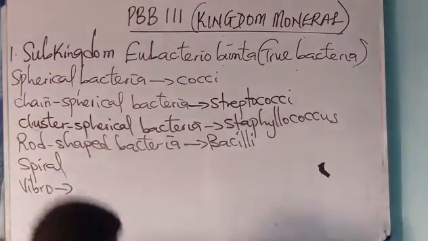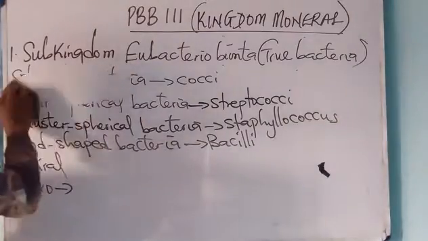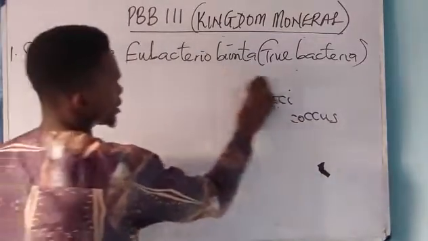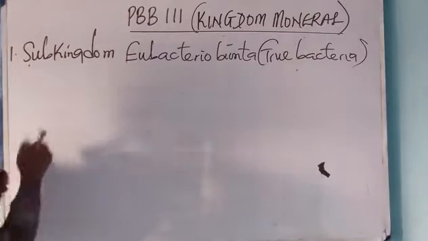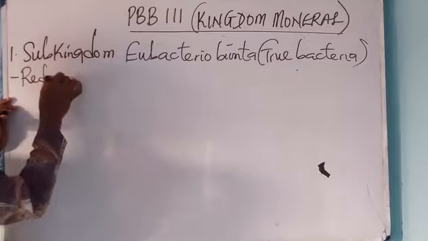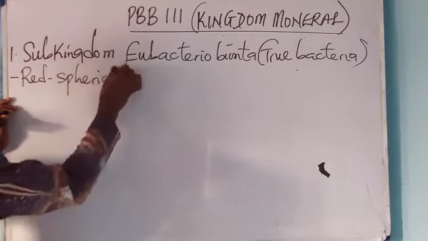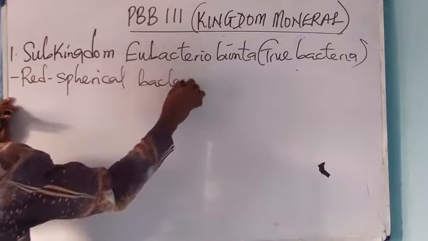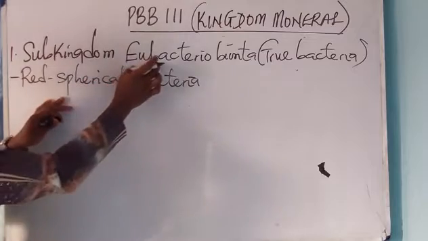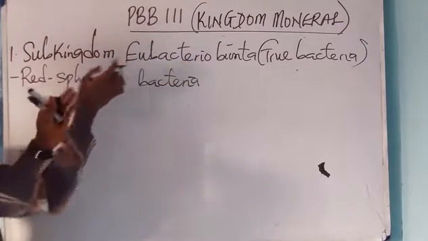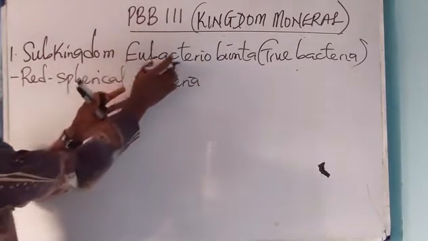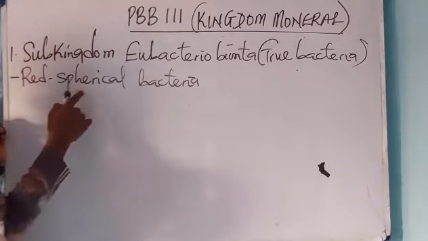Apart from what I just listed on the board now, you have other eubacteria. We have other eubacteria such as the red spherical bacteria. Don't forget, these are bacteria under the eubacteria. That is, the subkingdom Eubacteriobionta. The division is the eubacteria. So these are the organisms under it. We have the red spherical bacteria.